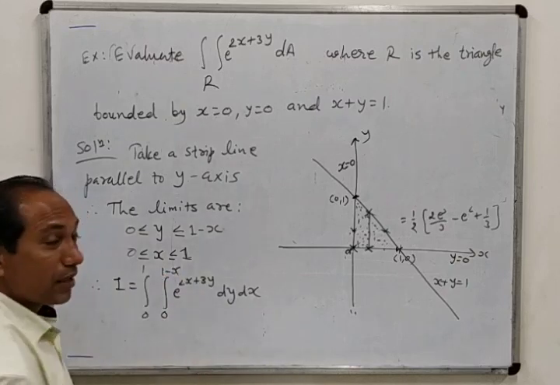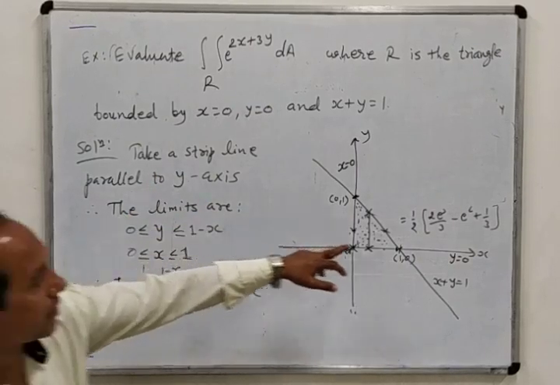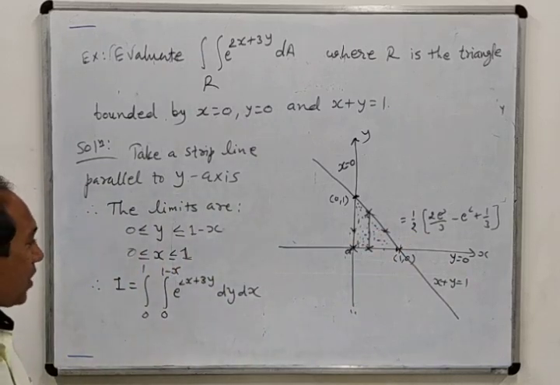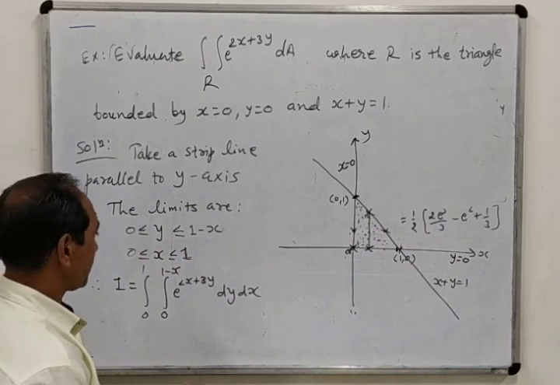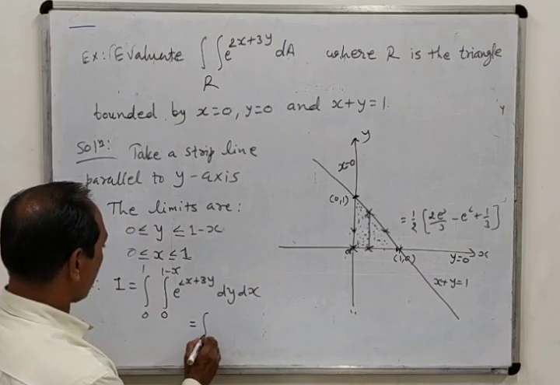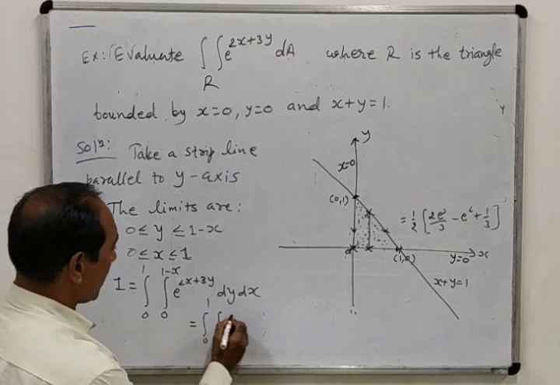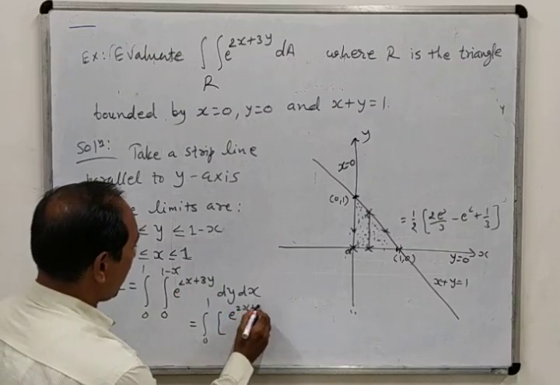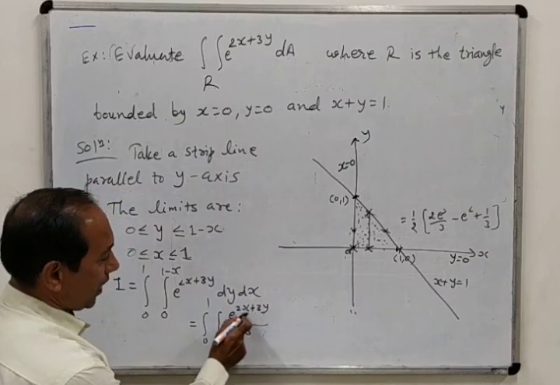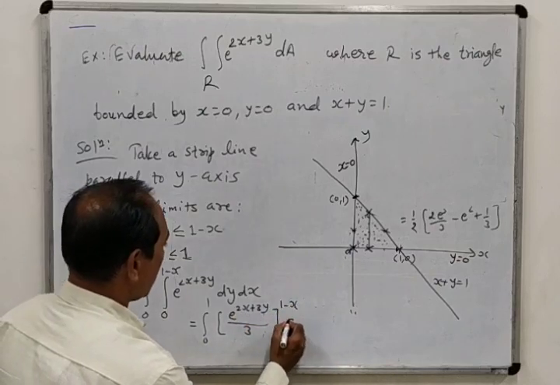Then we will integrate. Here you see, in both the cases, in the first case and the second case, we will get the same answer. Answer will not change. So here, this can be integrated as 0 to 1. If we integrate this with respect to y, here x remains constant. So e raised to 2x plus 3y divided by 3, because we are integrating with respect to y. X is directly 0 to 1 minus x dx.